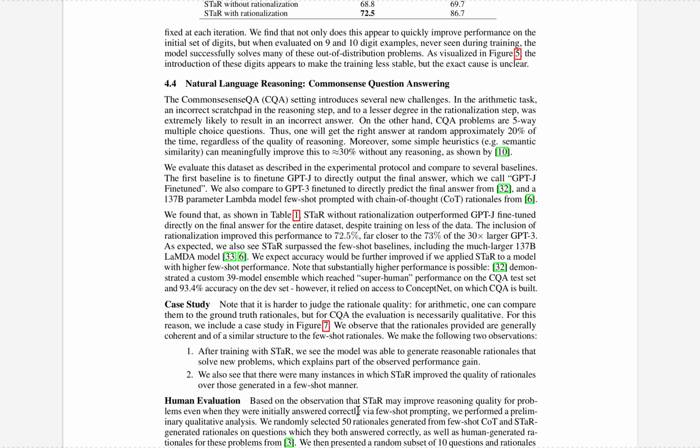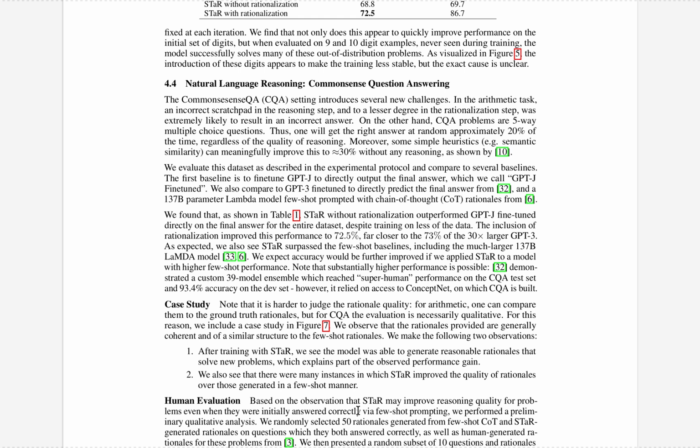We also compare to GPT-3 fine-tuned to directly predict the final answer, and a 137B parameter LaMDA model, few-shot promptable with chain-of-thought rationales from 6. We found that, as shown in Table 1, STaR without rationalization outperformed GPT-J fine-tuned directly on the final answer for that entire dataset, despite training on less of the data.